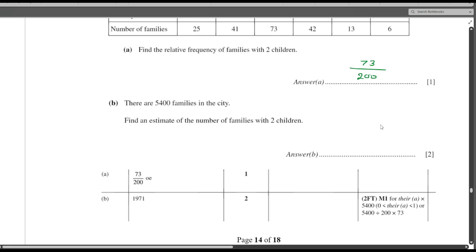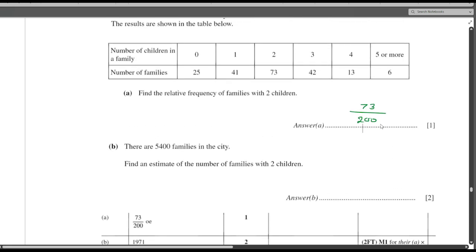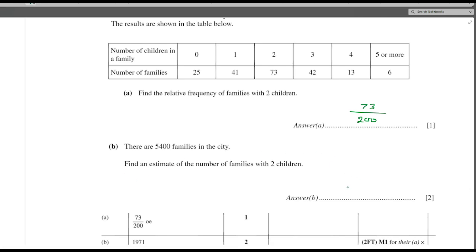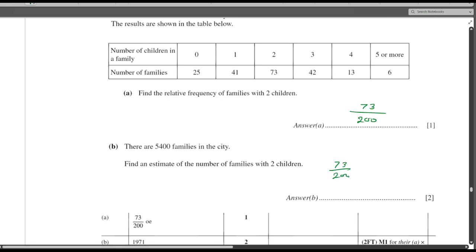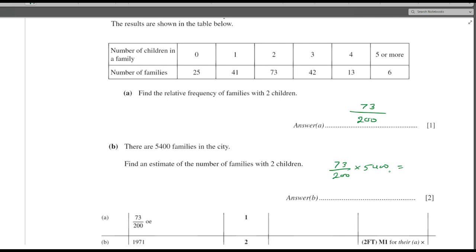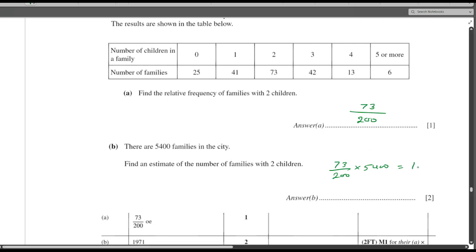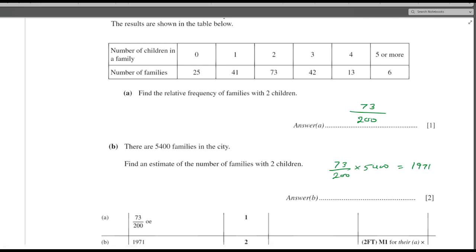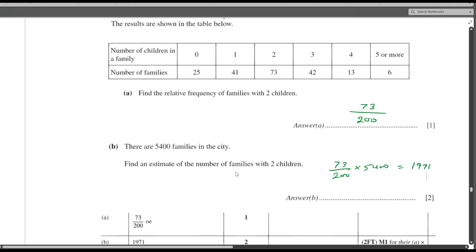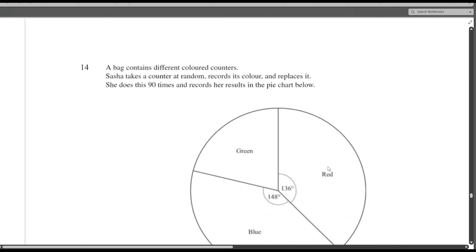Now there are 5,400 families in the city. Find out the estimate of the number of families with 2 children. So 73 divided by 200 is going to be multiplied by 5,400 families. Your result is 1971. So 1971 families are estimated to have 2 children.